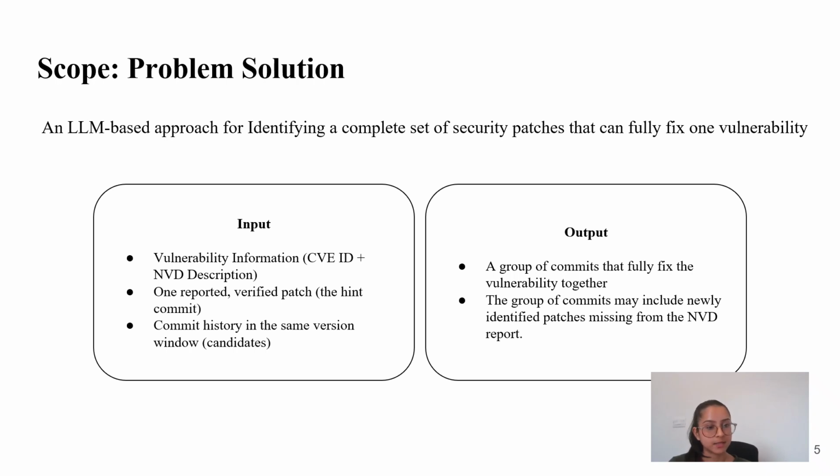Based on those inputs, the LLM will give an output including a group of commits that fully fix a vulnerability together. And within that group of commits, there may be newly identified patches missing from the NVD report, and that is a case that we do target in this research.